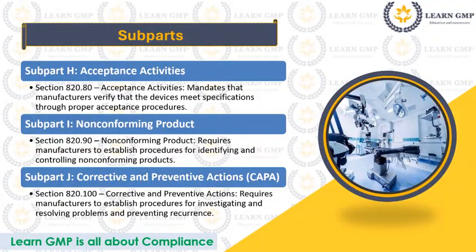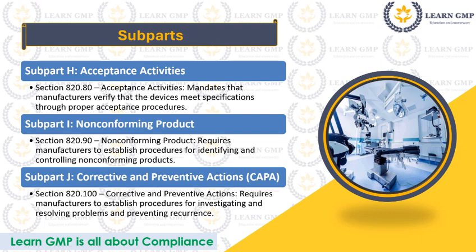Subpart H, Acceptance Activities. Section 820.80, Acceptance Activities, mandates that manufacturers verify that the devices meet specifications through proper acceptance procedures. Subpart I, Nonconforming Product. Section 820.90, Nonconforming Product, requires manufacturers to establish procedures for identifying and controlling nonconforming products.